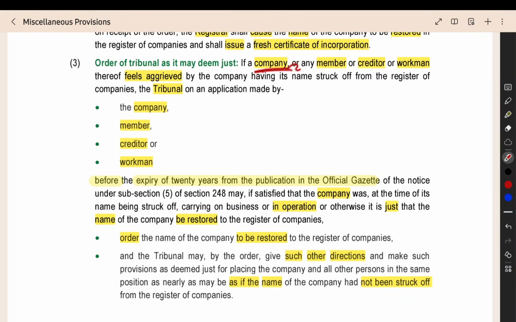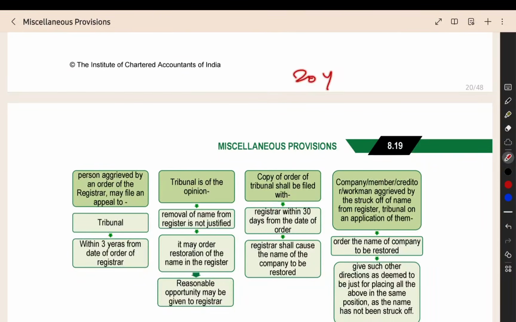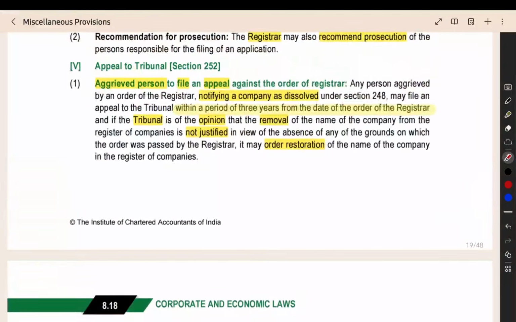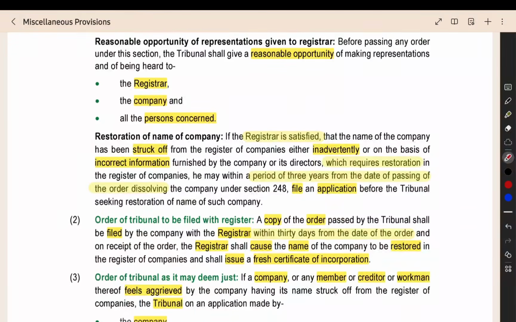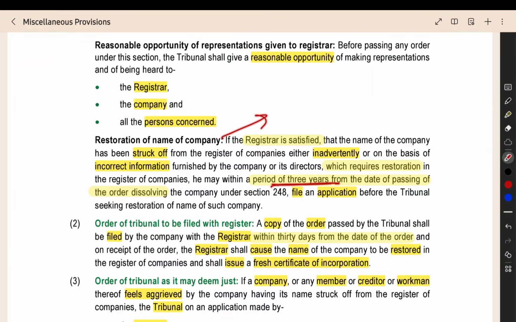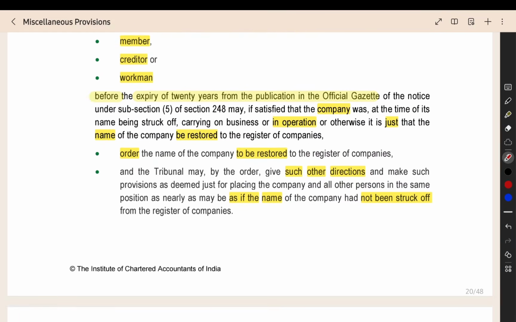Then, if the particular company which got struck off, or the member, or the creditor, or the workman thinks that the company is proper and the registrar made some mistake by striking off the company, then these people, the company, member, creditor, workman, can make an application to the tribunal. How much time are they having? 20 years. Above, when you see how much time they have, it is 3 years. Normally, as an aggrieved person, you have 3 years. The registrar also has 3 years only. But if you are a member, company, creditor, or workman, you have 20 years. Up to 20 years, you can file an application to the tribunal and restore the company.